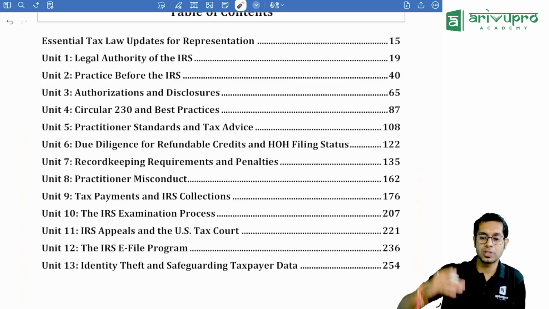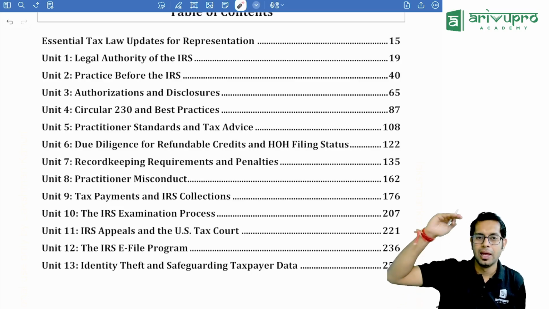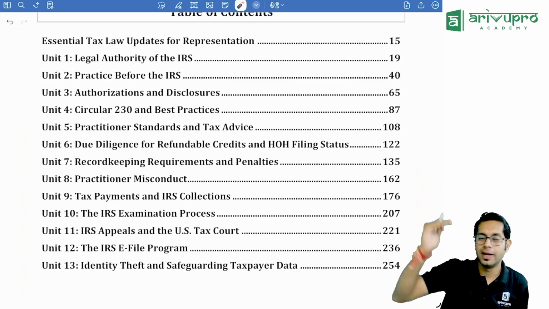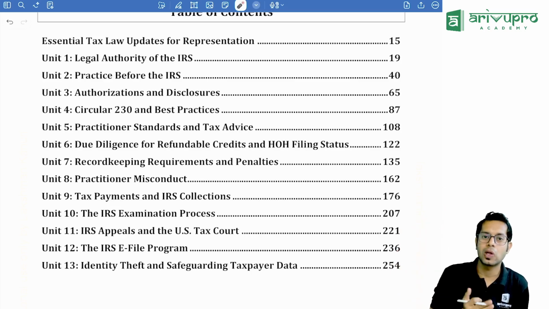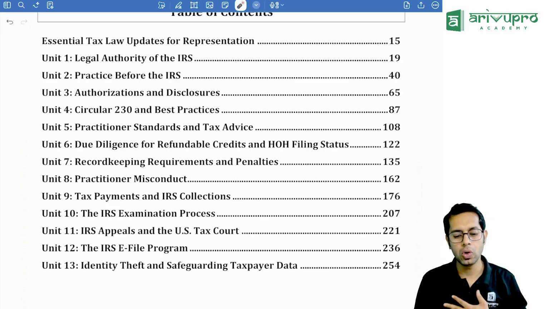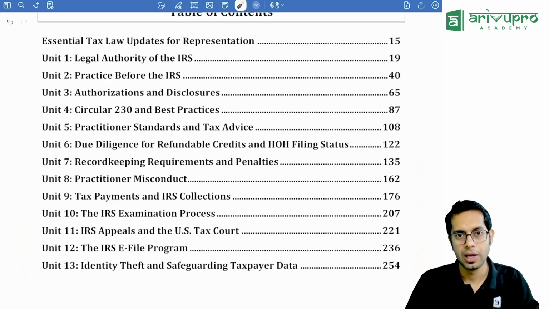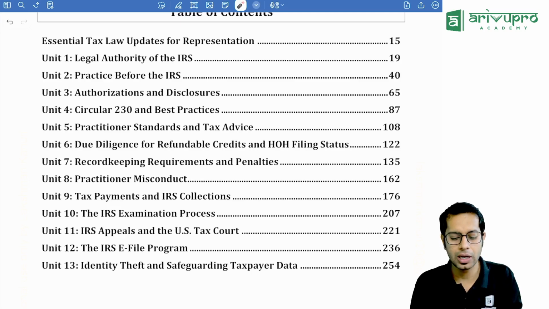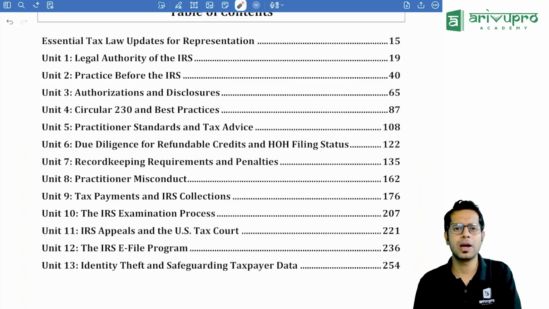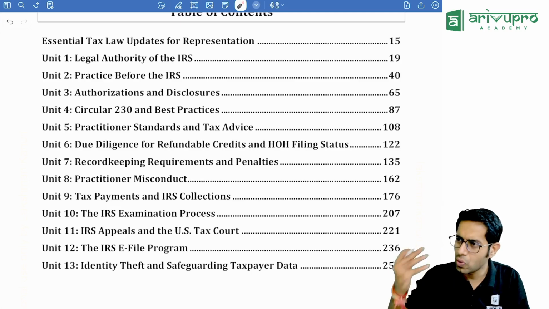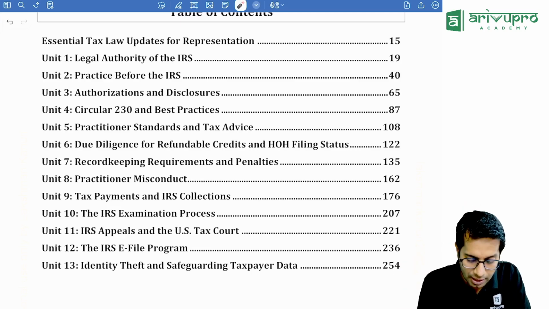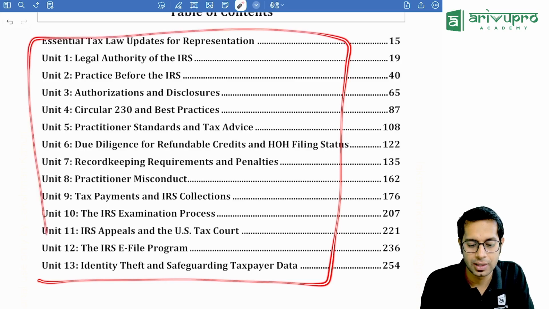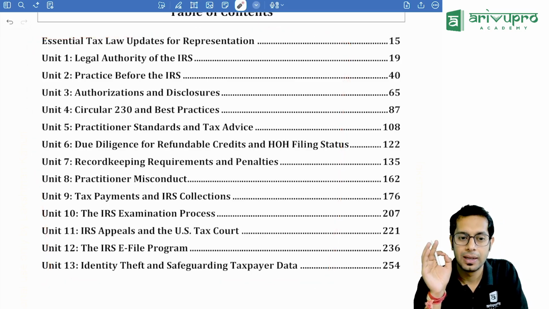Legal authority means what, sir? In the IRS, who are the different authorities? What are their rules? How is the law made? That concept they have removed. But if I don't know whom I am going to represent, in front of whom I am going and representing, how will I come to know what representation I am making? So here, Hawk is one of the detailed materials.